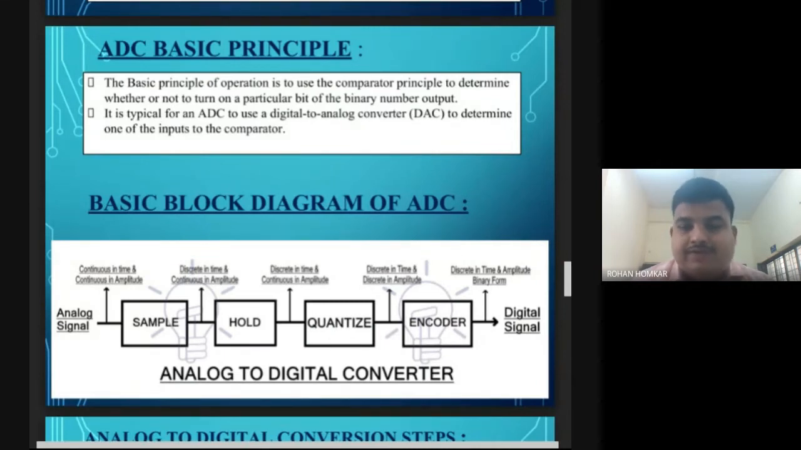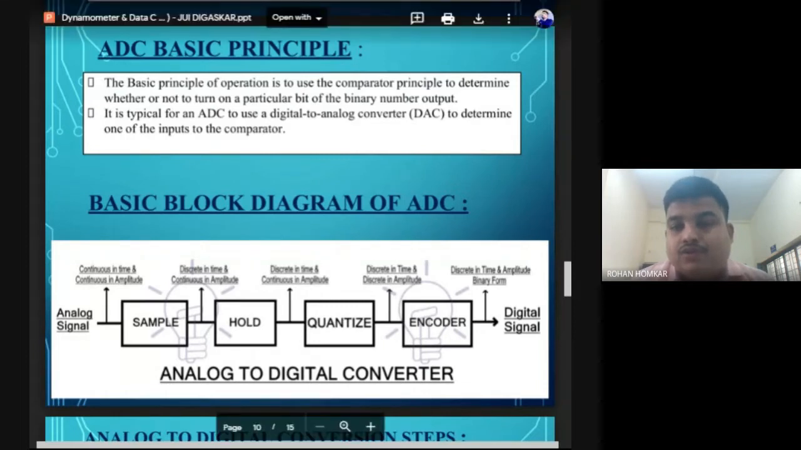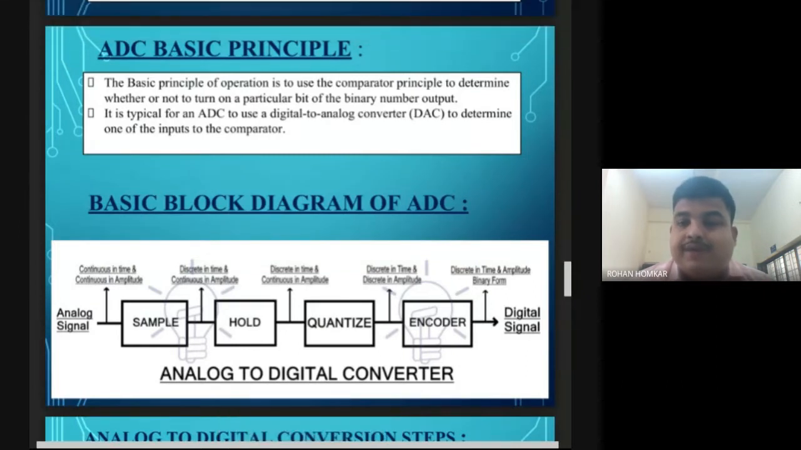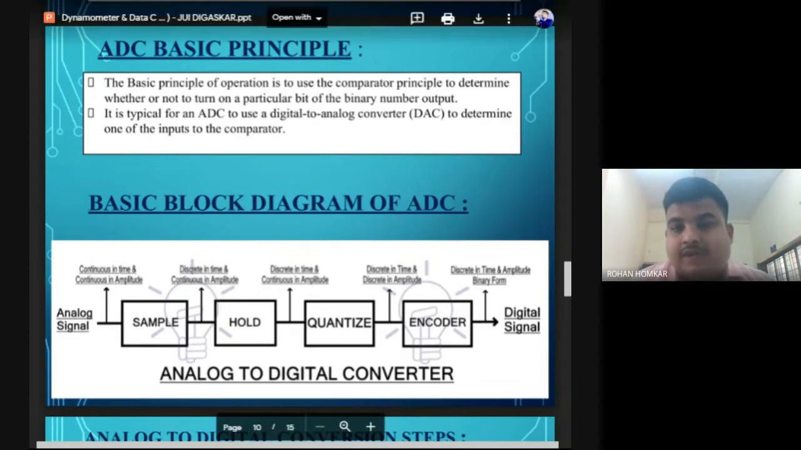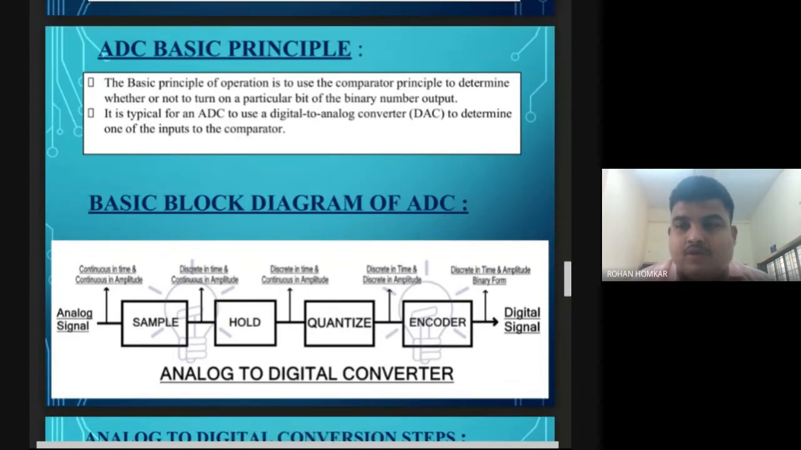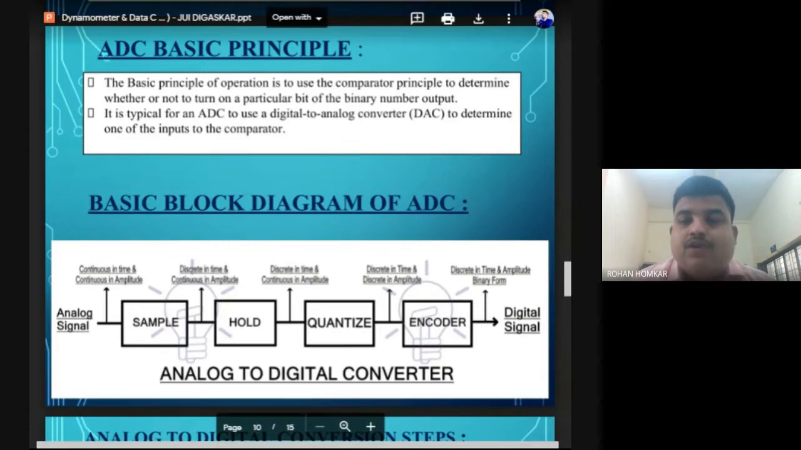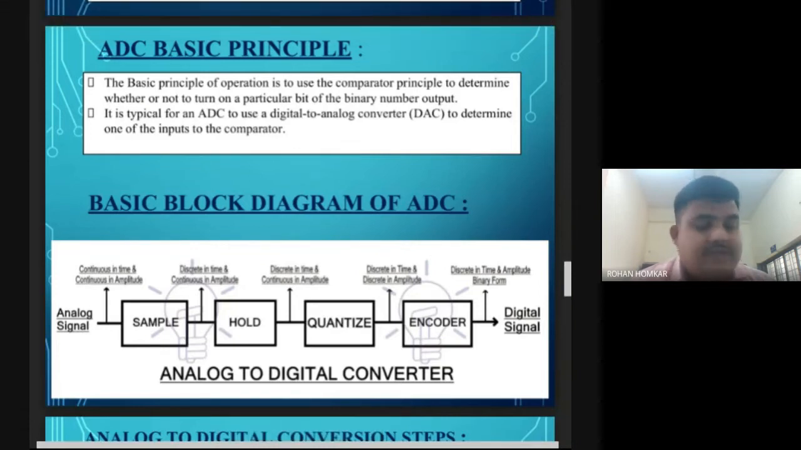Okay, so the very first thing about the analog signal is that we need to use the comparator principle to determine whether or not to turn on a particular bit of a binary number output. It is typical for an ADC to use a digital to analog converter to determine one of the inputs to the comparator. Now, what exactly does it mean?